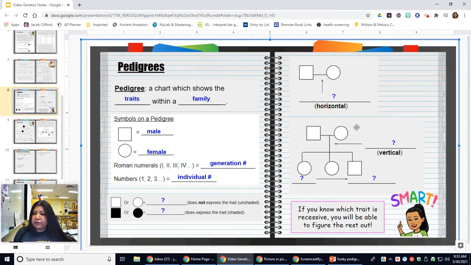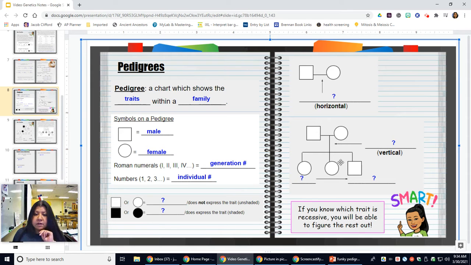So for example, if I look right over here at this pedigree, okay, I have 2 generations. So this is going to be generation number 1. I would write Roman numeral 1. And I have a male first, so he would be 1-1, and this female would be 1-2.